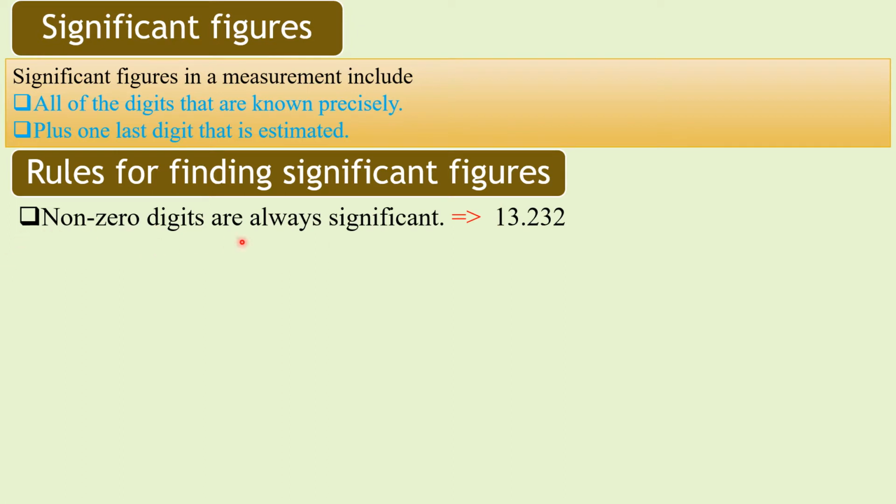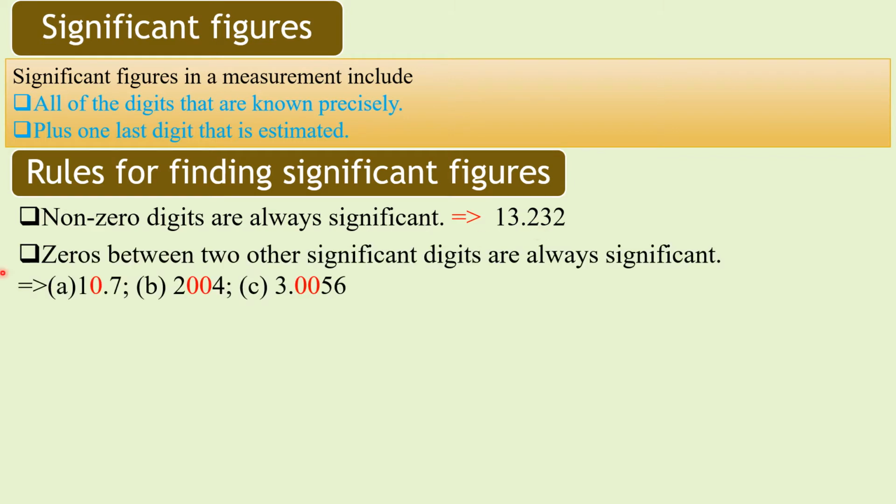Rules for finding significant figures. Non-zero digits are always significant. In 13.232, there are 5 significant figures because all digits are non-zeros, as they are between 1 to 9. So all are non-zero digits, and we know that all non-zero digits are significant figures.